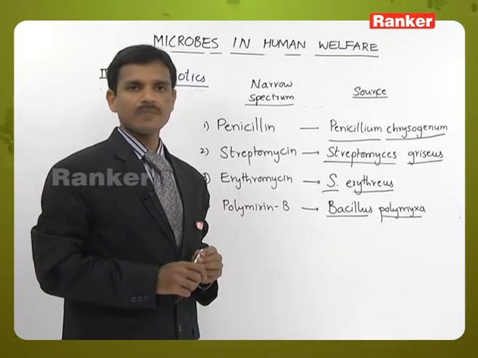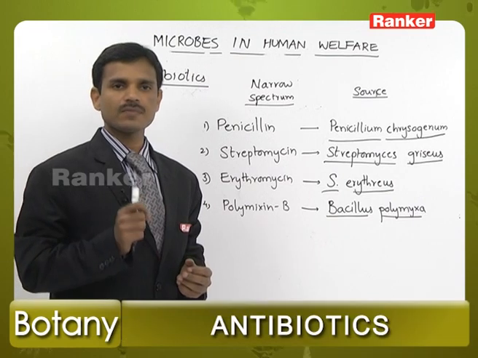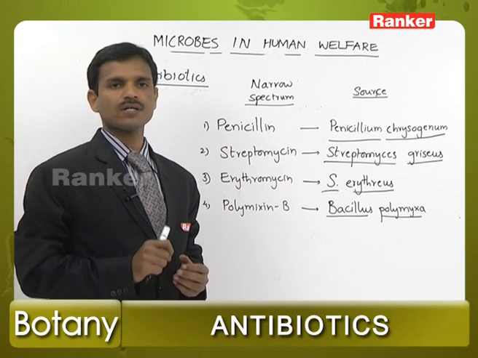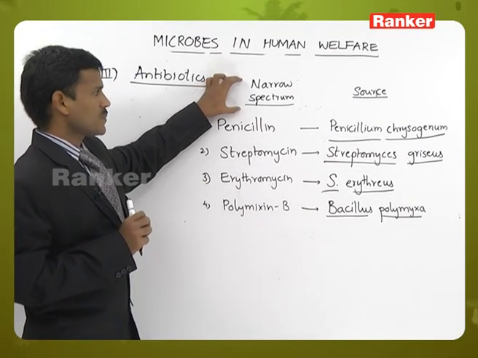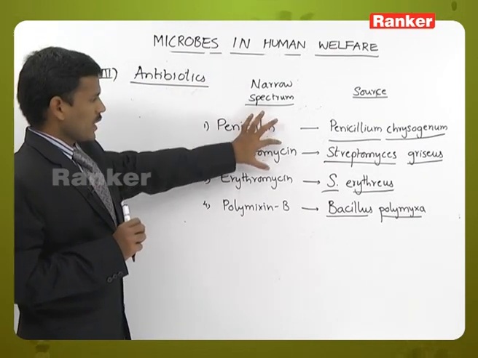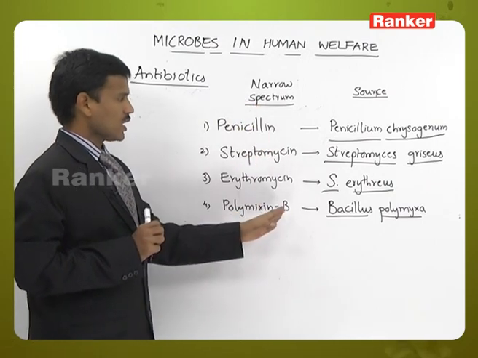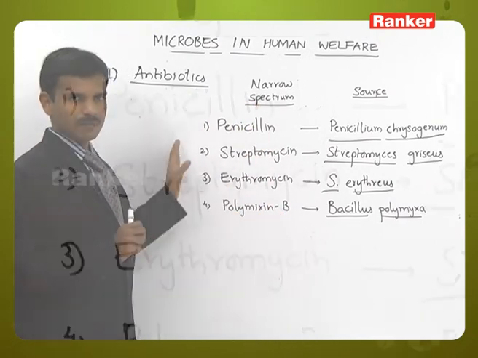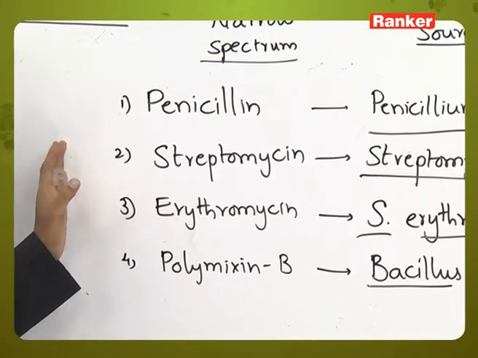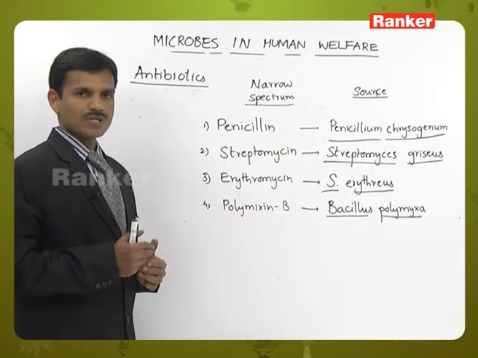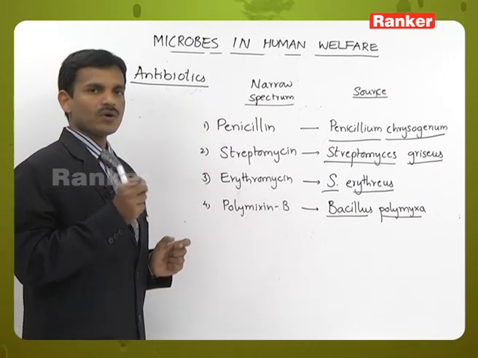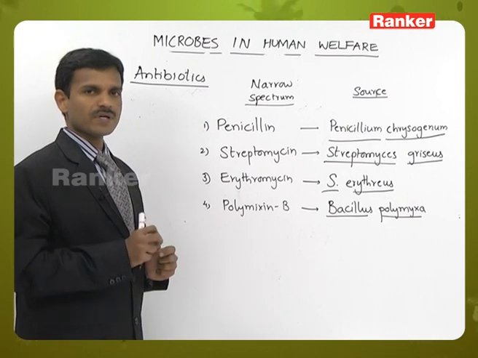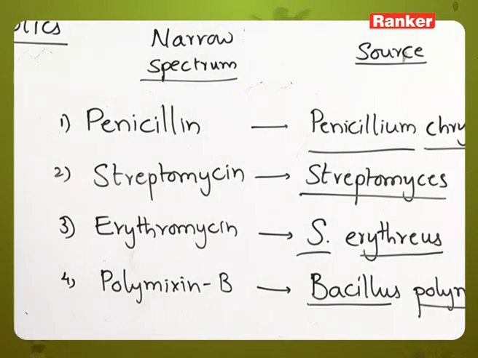Narrow spectrum antibiotics kill only some specific pathogenic organisms. Only one type or a few types of bacteria or pathogenic organisms are killed by these narrow spectrum antibiotics. Broad spectrum antibiotics can kill different types of pathogenic organisms, but narrow spectrum antibiotics can kill only one specific or a few specific pathogenic organisms. So, these are some narrow spectrum antibiotics.